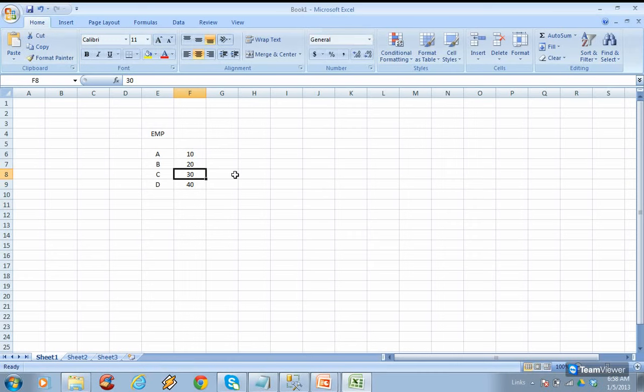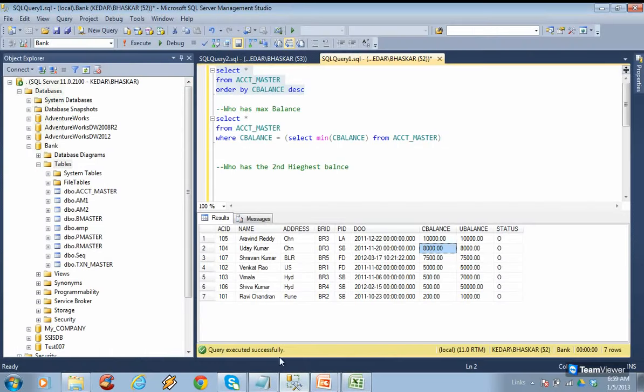So for this, you need to play a trick. You need to first identify the 40, that means you need to identify the maximum salary. So you got 40. Then after getting 40, you have to eliminate this, or you have to take less than 40 and again find out the maximum salary. If you find out the maximum salary after leaving the 40, you will get 30. So the logic here would be you need to identify maximum salary as usual.